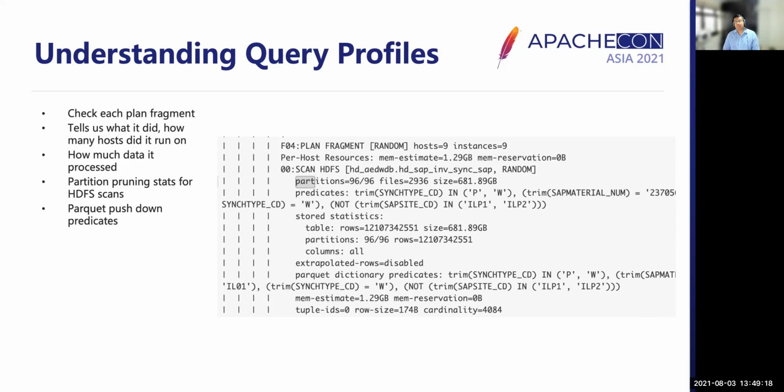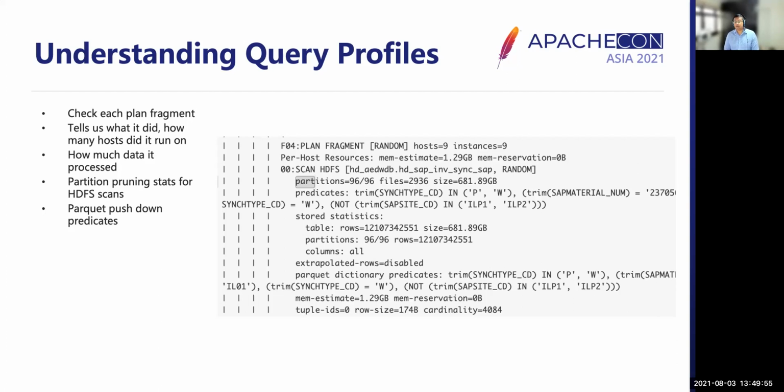When you look at the plan of each of the queries, you also see partition pruning information. As you see in the example over here, it shows that the table has 96 partitions with 2,936 files with a total size of 681 GB. You see over here how many partitions were accessed, and in this case it was accessing all partitions. What you see over here is even though stats were available, the data was not partitioned by the columns on which you are searching, and hence you are reading all the partitions of a table.